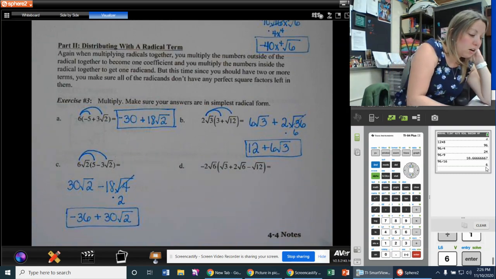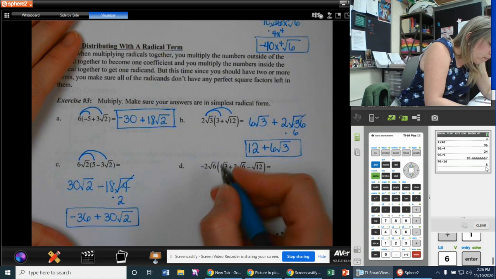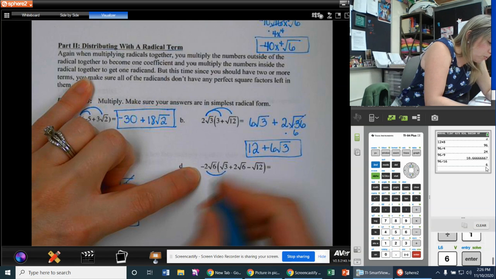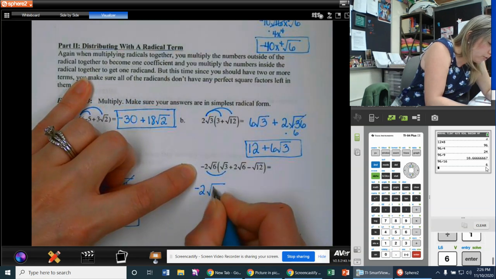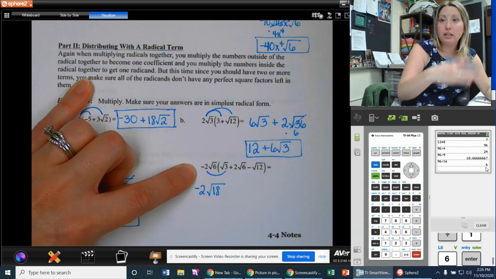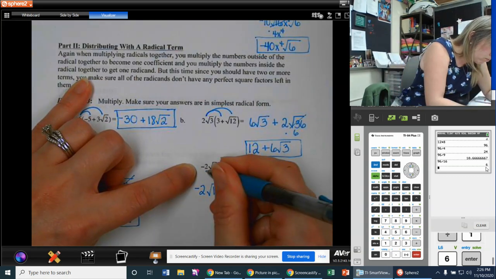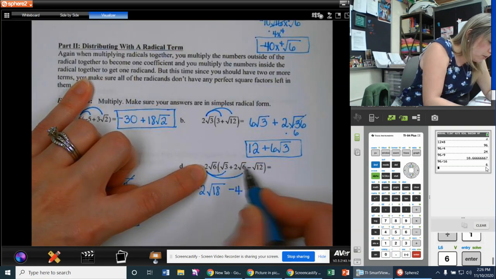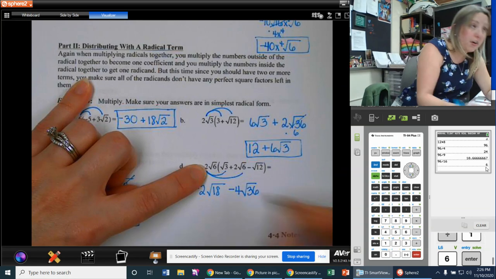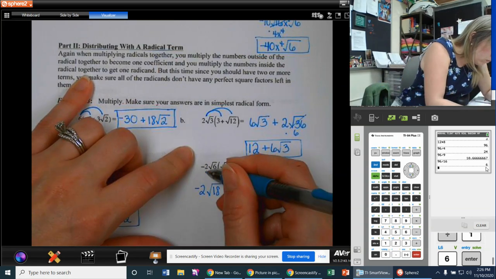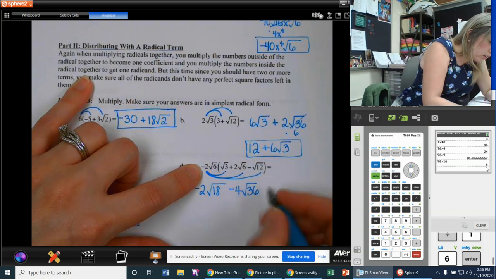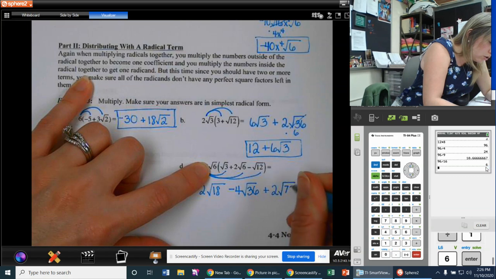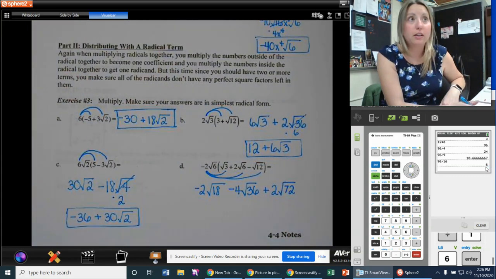Okay. Lots going on here. So negative 2 radical 6 times radical 3. Okay, so negative 2 times 1 is negative 2. Radical 6 times radical 3 is radical 18. I'll simplify that in a minute. Let me keep distributing first. Negative 2 times positive 2 is a negative 4. Radical 6 times radical 6 is a radical 36. I'll simplify it in a minute. Let me keep distributing. Negative 2 times negative 1 is a positive 2. Radical 6 times radical 12 is radical 72. And now all of these radicals can get simplified.